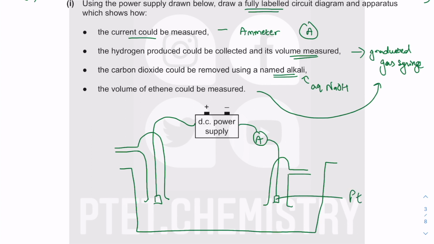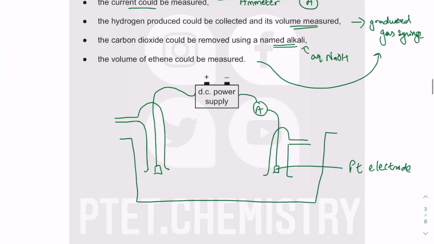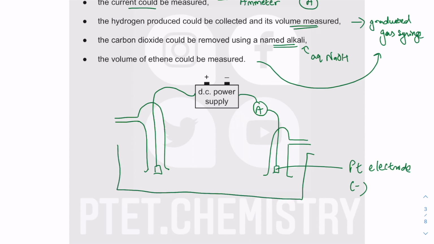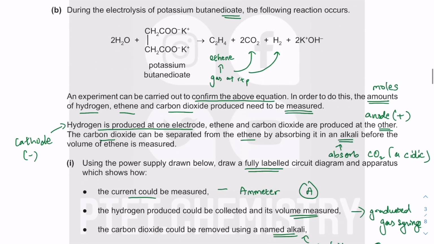So I can use an inert electrode such as platinum. So the platinum electrode, this will be the negative terminal because there's the negative there. The negative terminal will be the cathode, because the cathode attracts cations, which are positively charged, which means that my gas, I want that level to be lower than that. So there's my solution there, so there's my electrolyte.